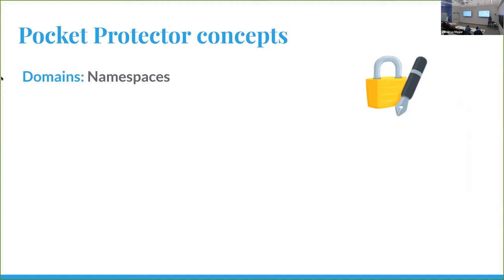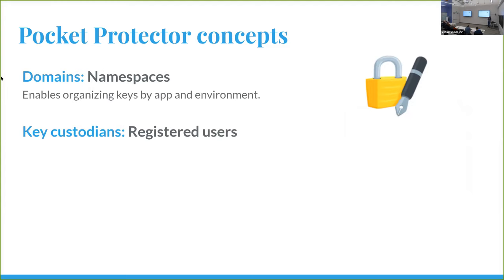So first I'll introduce some concepts. First of all, we have this concept known as a domain. And these are really just namespaces. Python, we love namespaces, let's do more of those. In this case, this allows you to organize your keys by your app and your environment. An example of a domain, as you'll see, is like dev versus prod.